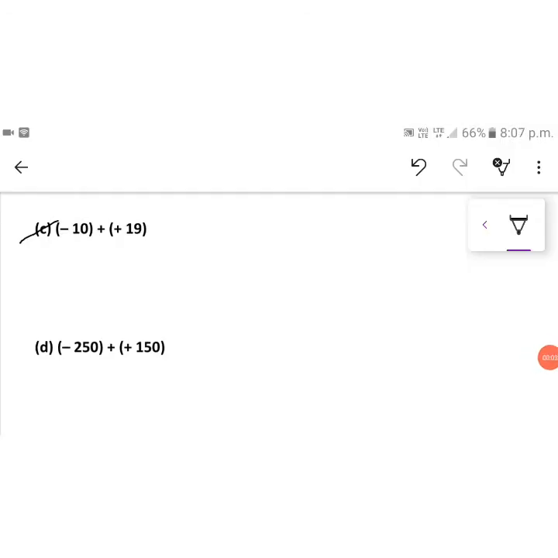C part. Here the two numbers have two different signs, minus and plus. So subtract the two numbers. 19 minus 10 equal to 9. And give the sign of the bigger number. The bigger number is 19, and the sign is plus. So the answer is plus 9.